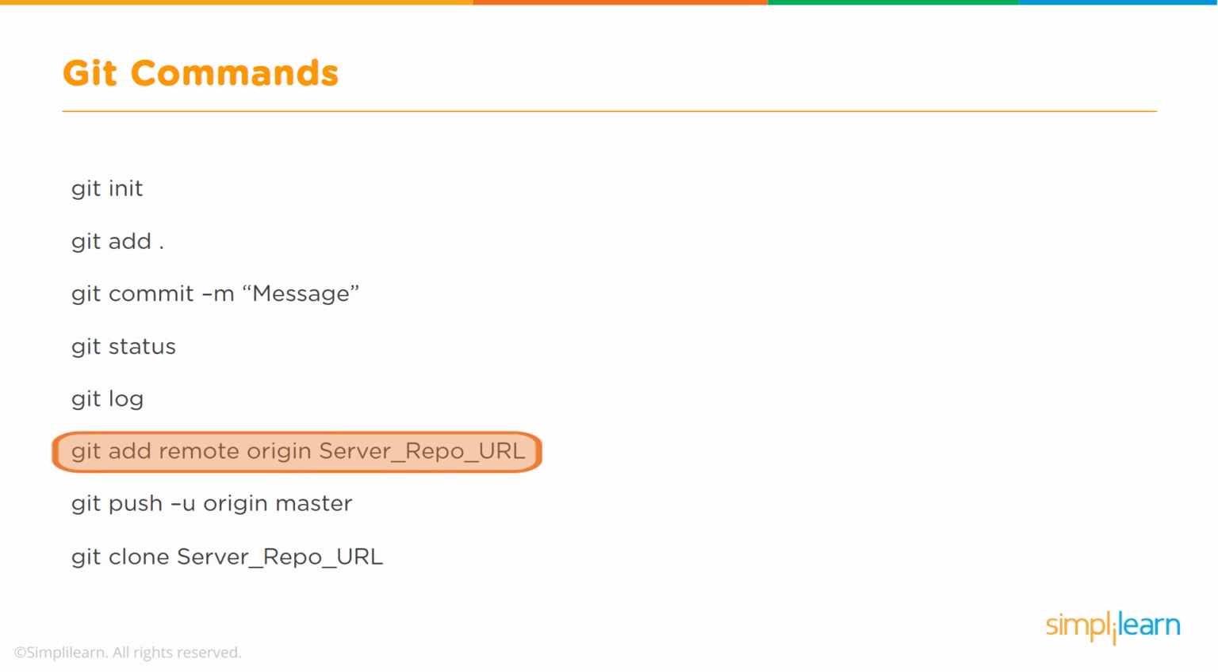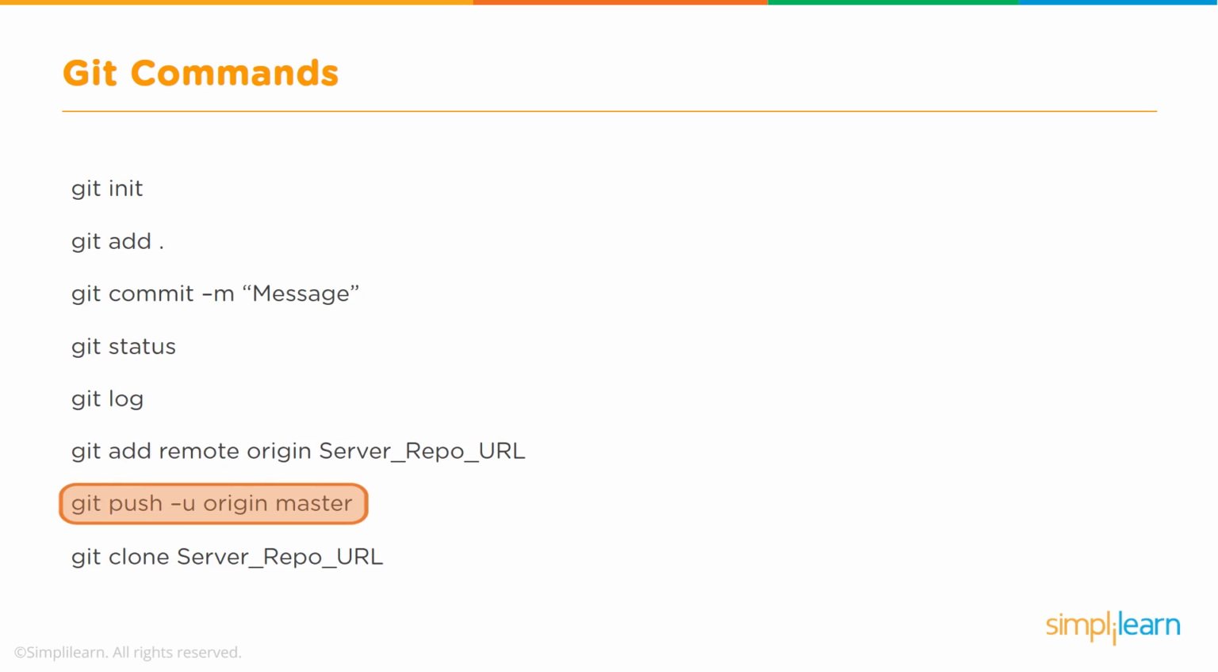This command is used whenever you want to link any local repository to a server. And this is when you want to really push a repository from the local to the server for the first time. Git push -u origin master. This is the command that you would use whenever you want to push contents from the local repository to the server. Git clone and the URL of the server. This is the command that you would run whenever you have an existing repository on the server and you want to make a fresh clone or a fresh copy of that particular repository onto your local box.